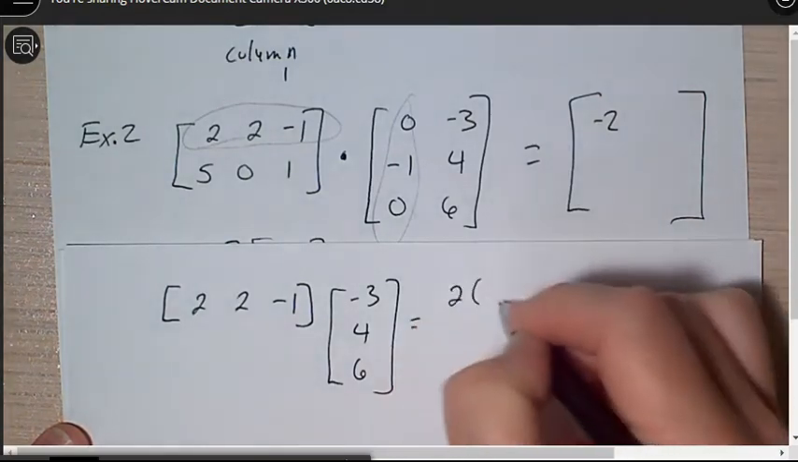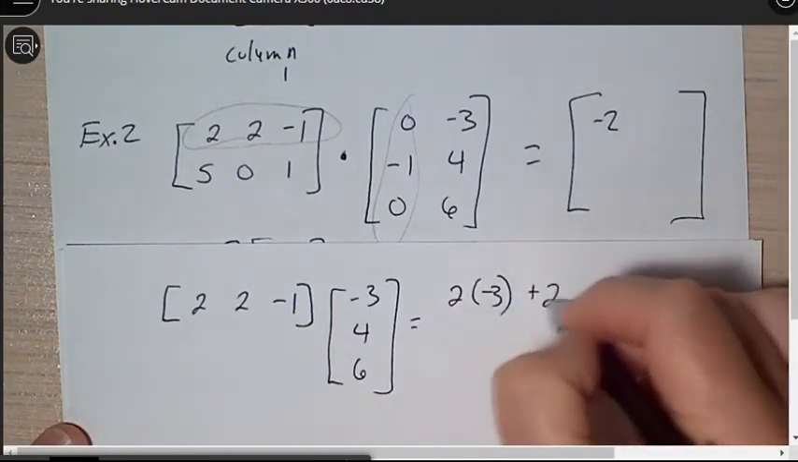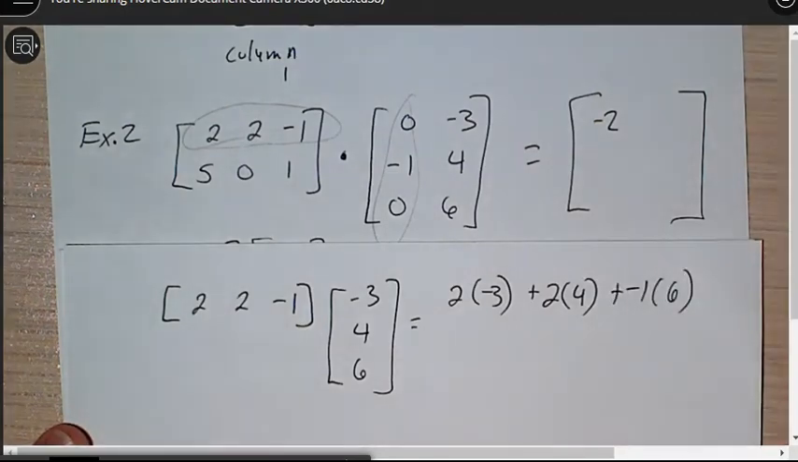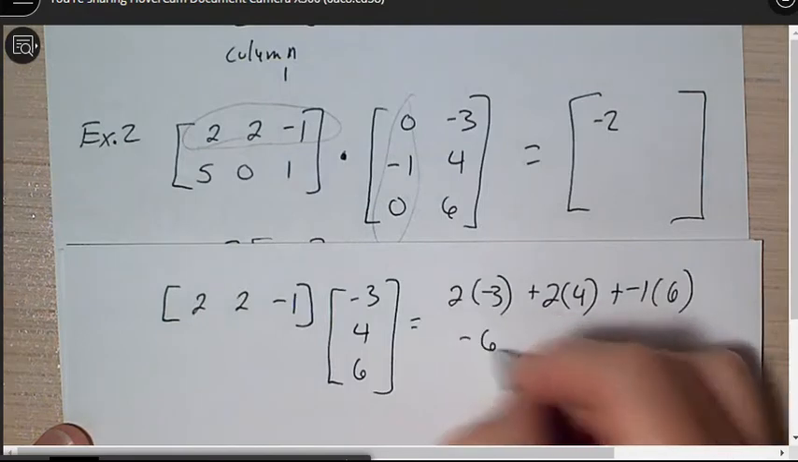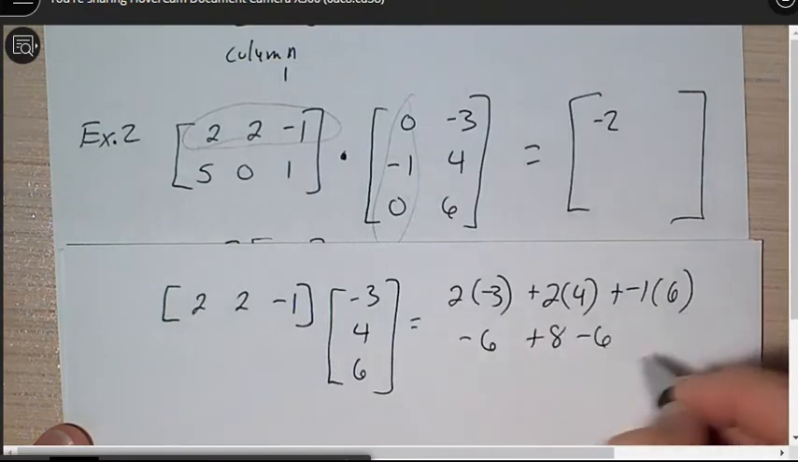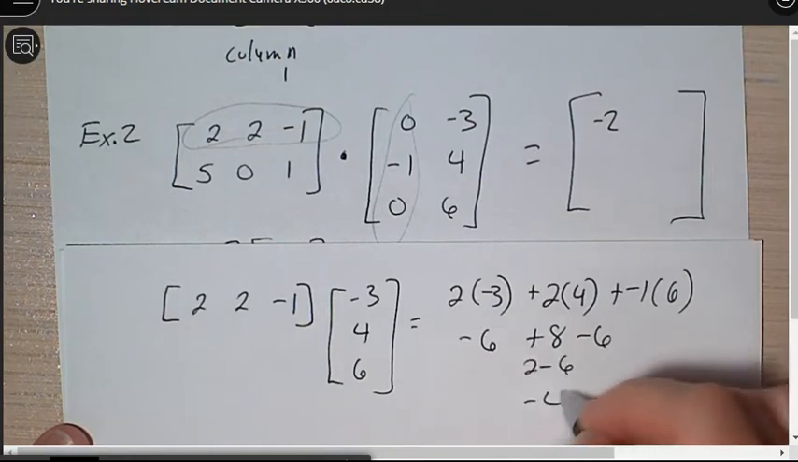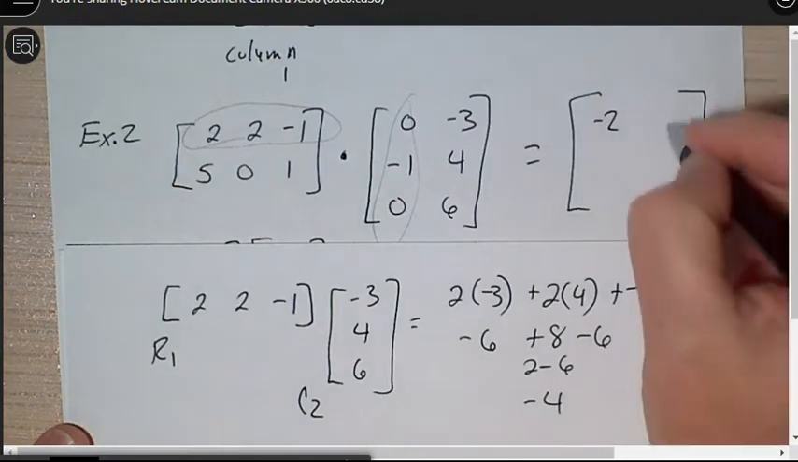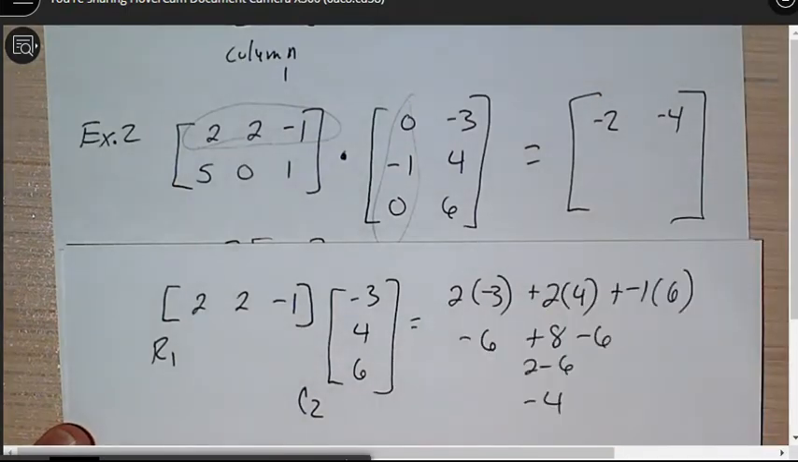So that's 2 times -3 plus 2 times 4 plus -1 times 6. Okay, so that's -6 plus 8 minus 6. That is 2 minus 6, so that is -4. Okay, and that was row 1 times column 2. So the same thing for this one. This is going to stay in the first row. We're going to go to the second column, and that's where that -4 would go. So if you keep up with what you're multiplying, which row times which column, this is going to tell you where this answer is going to go.